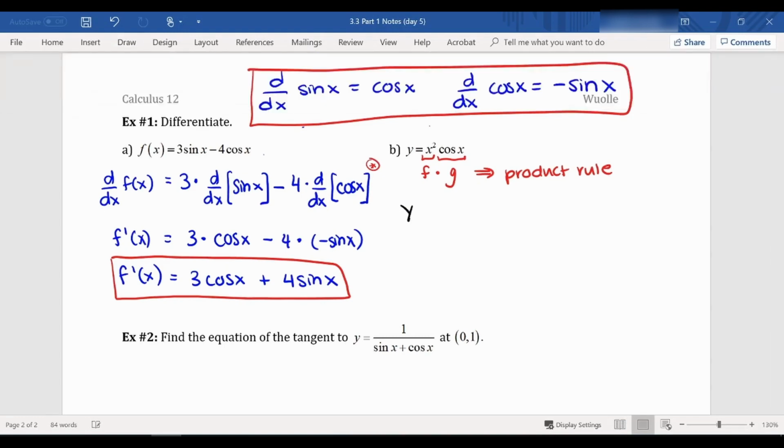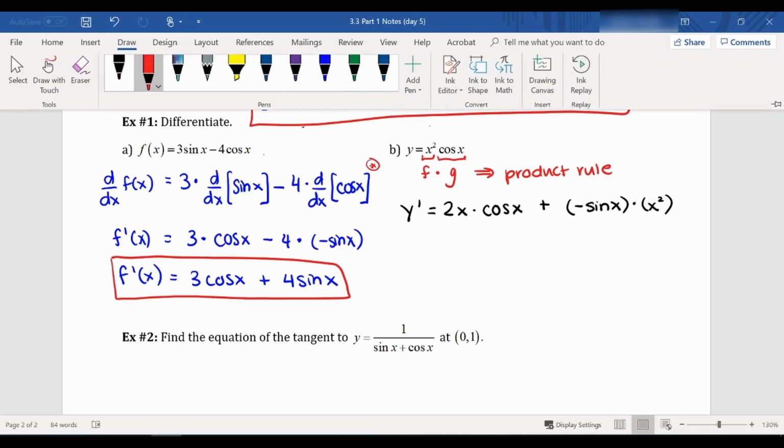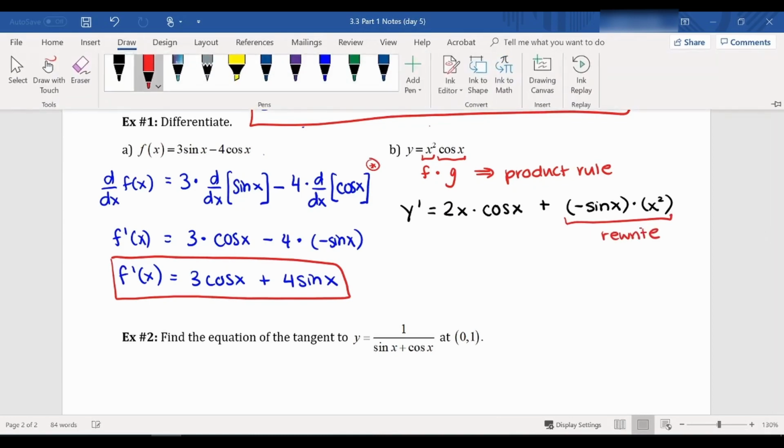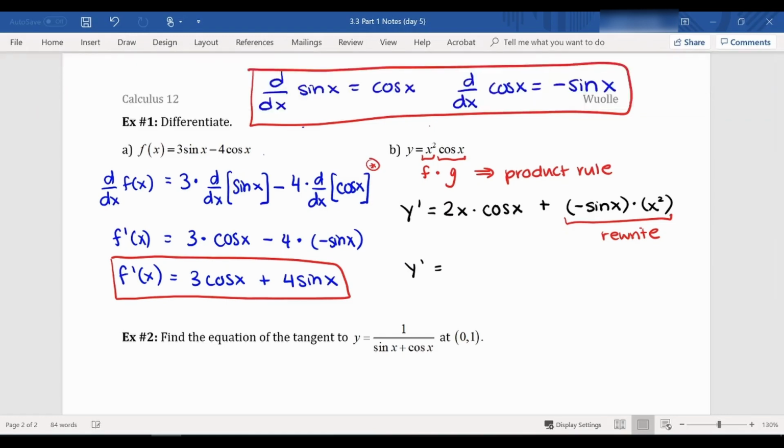So if I want to find y prime, I need to do the derivative of the first thing, which is 2x, times the second thing, which is cosine, plus the derivative of the second thing, the derivative of cosine is negative sine, times by the first thing. Now, again, we can't simplify this at all, but we should rewrite this second bit here. Remember, on the front page, it tells us this is not good notation. So we're going to rewrite this as 2x cosine x. We can change this to minus x squared sine x.